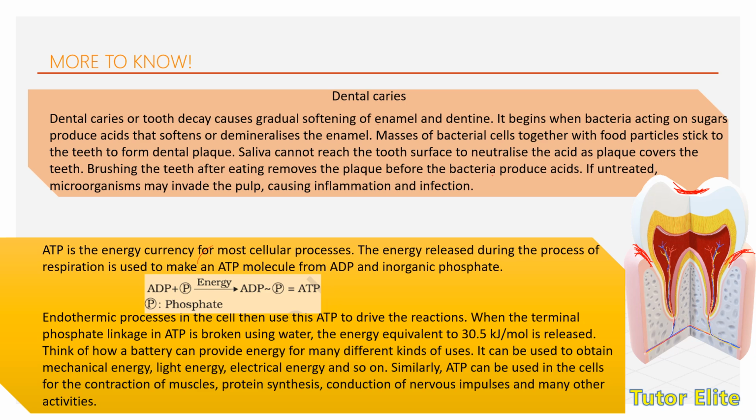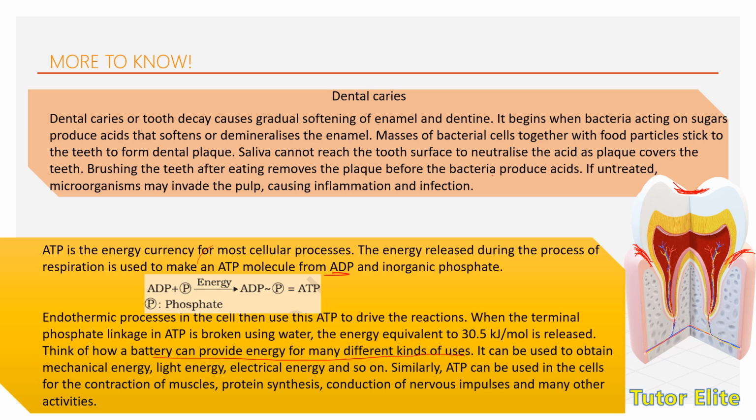ATP is the energy currency for most cellular processes. The energy released during the process of respiration is used to make an ATP molecule from ADP and inorganic phosphate. Endothermic, endo means inside. Endothermic processes in the cell then use this ATP to drive the reactions. When the terminal phosphate linkage in ATP is broken using water, energy equivalent to 30.5 kilojoules per mole is released.